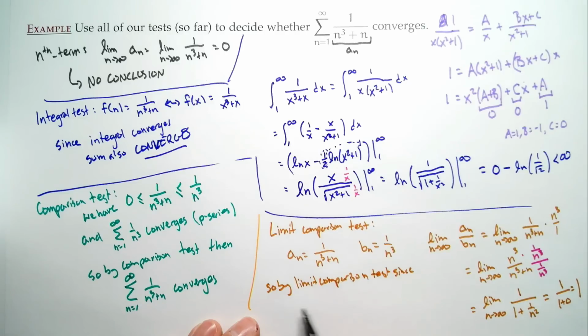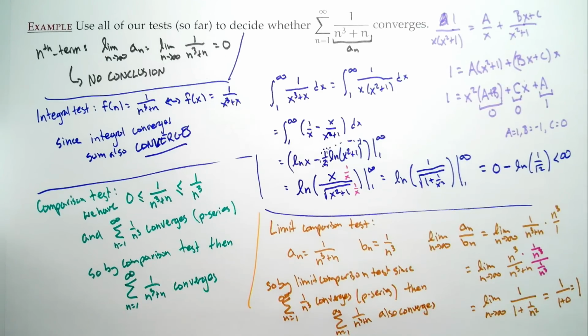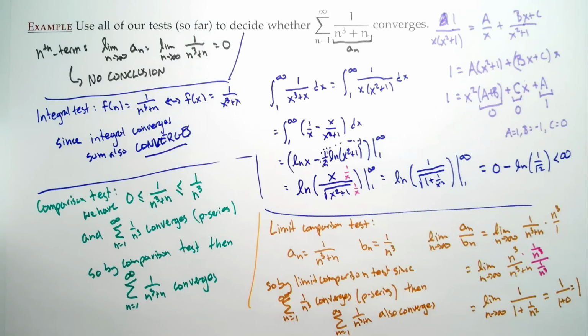since the sum of 1 over n cubed converges, and again, you should always explain why things are true, it's a p-series, then our original sum, 1 over n cubed plus n, also converges. Because the limit comparison test says these two sums have to have the same behavior. It's a lot like the integral test. The integral test says, hey, the integral and the sum have the same behavior. Limit comparison test, these two sums have the same behavior.